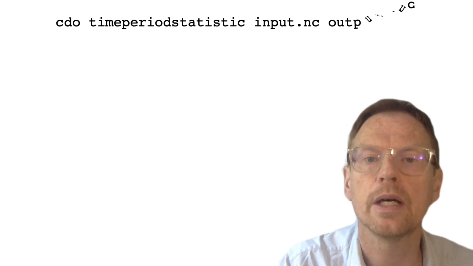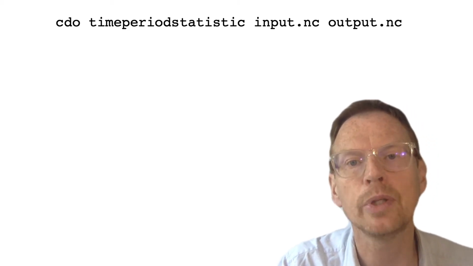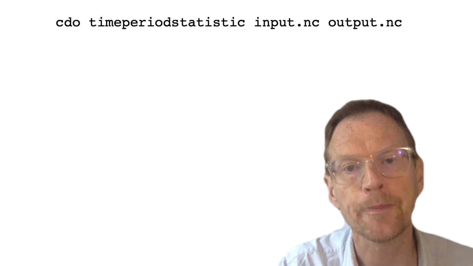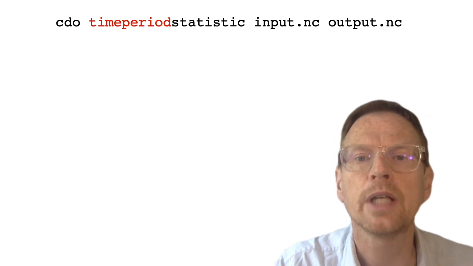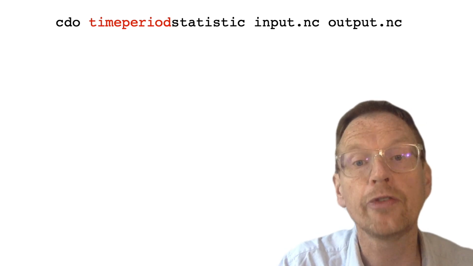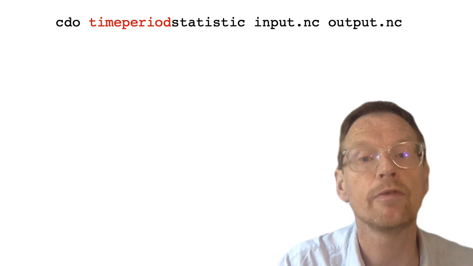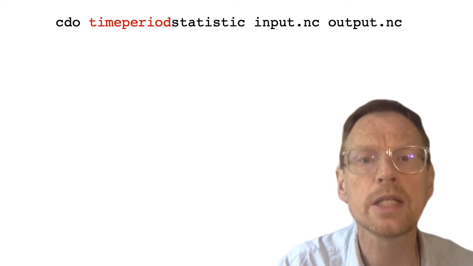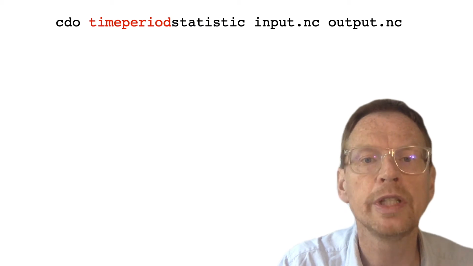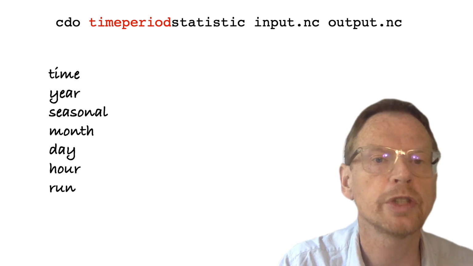So the format of the command is CDO, and then we have time period and statistic. And then of course, input file, output file. So I'm going to consider this in turn. The time period statistic is a function that's made up of 2 components. The first, highlighted in red, is the time period. Now in CDO, we can do averages and functions over all sorts of time periods, which are shown here.